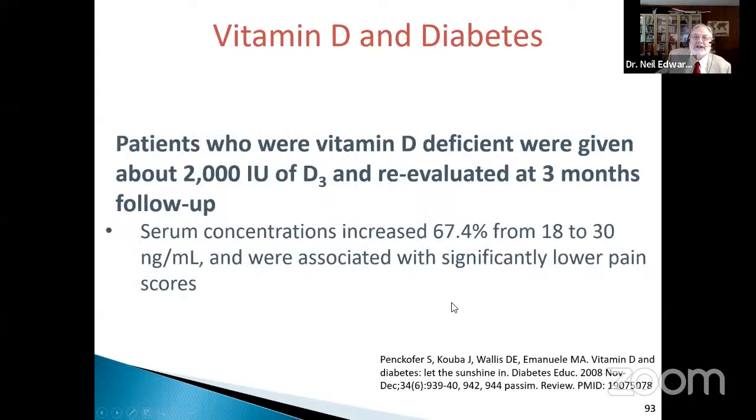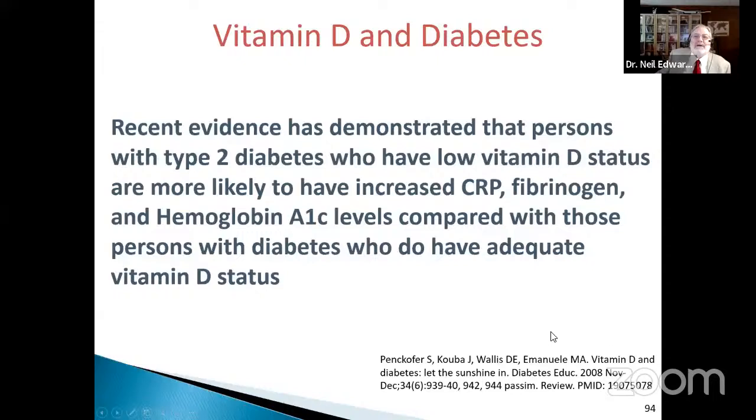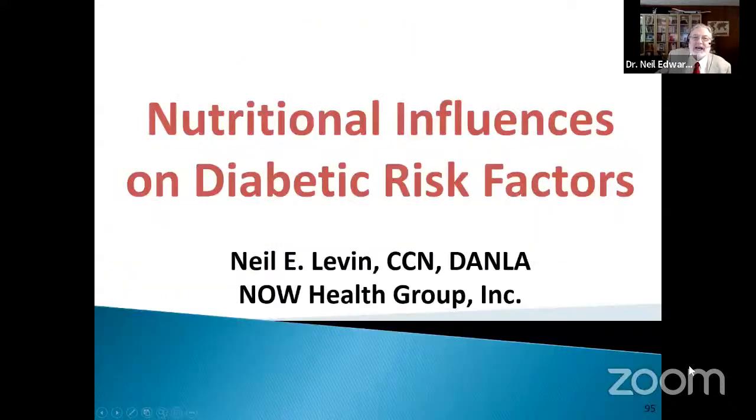And in another study, the same dose at 3 months, they increased the serum concentrations to a normal level and associated with significantly lower pain scores. People with type 2 diabetes who have low vitamin D status are also more likely to have increased inflammation and hemoglobin A1C levels compared to those who have adequate vitamin D status.